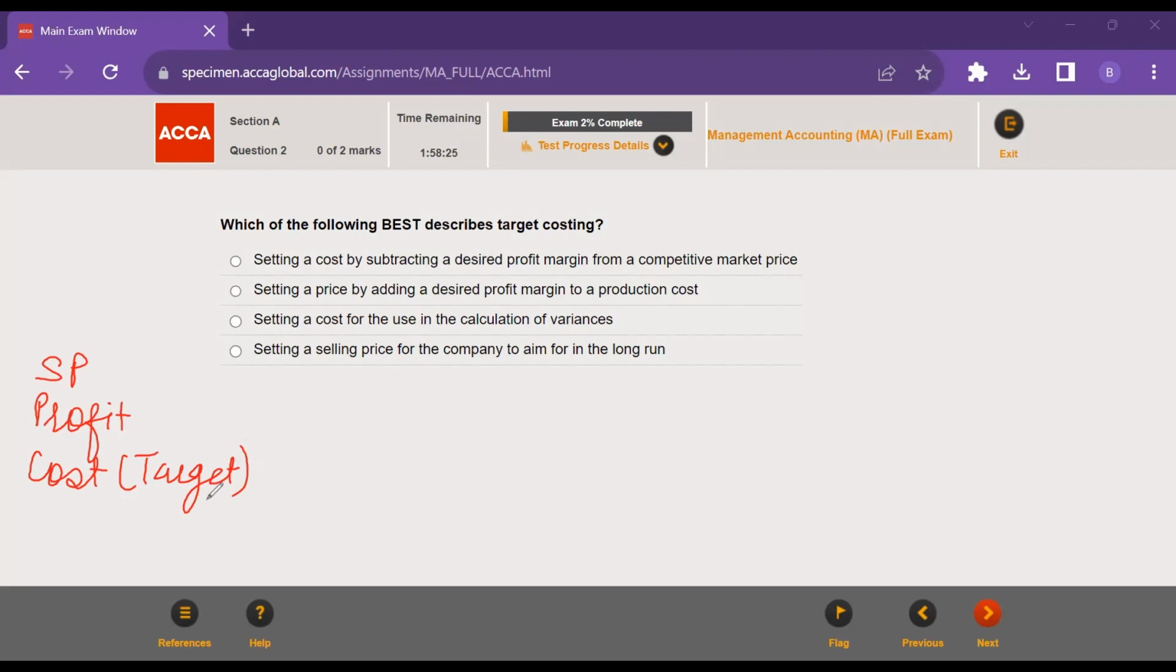So this is exactly what we do, right? We set a selling price, a competitive market price, and then we subtract a desired profit margin, and then we set a cost. So yes, first option is the right answer.